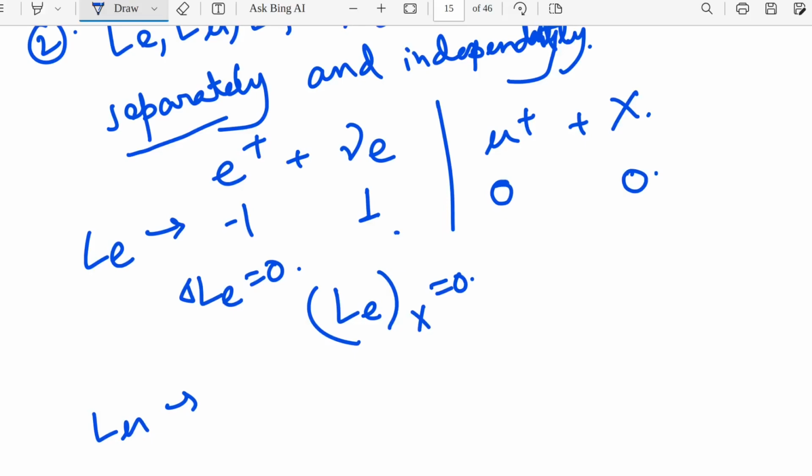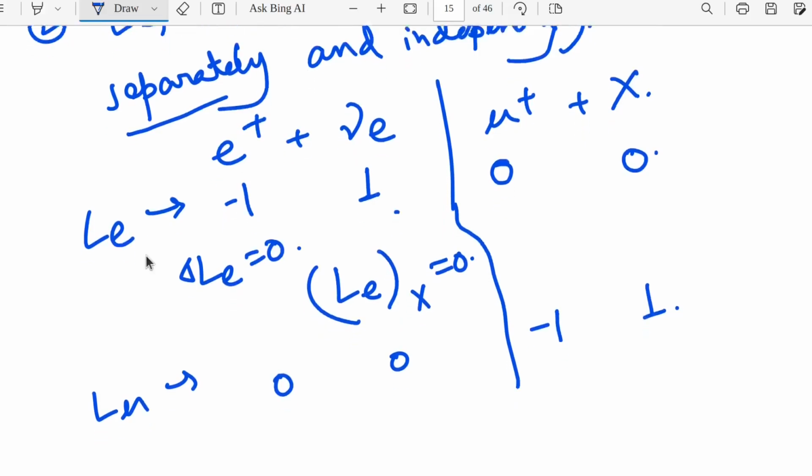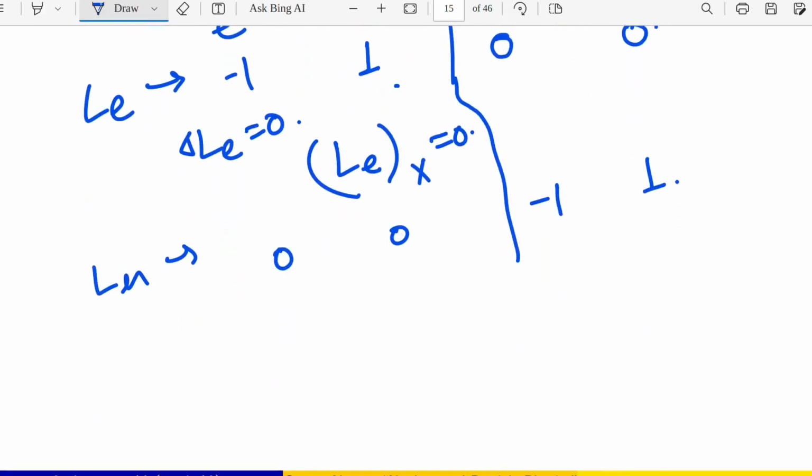L mu will be what? For E plus it is 0, mu E is 0. Now coming to mu plus. For mu plus it is -1. And what will be the x value? Obviously it will be +1. Otherwise the left hand side is 0 and the right hand side should be 0. So obviously it will be 1. So delta L mu equals 0 and L mu of x equals 1.